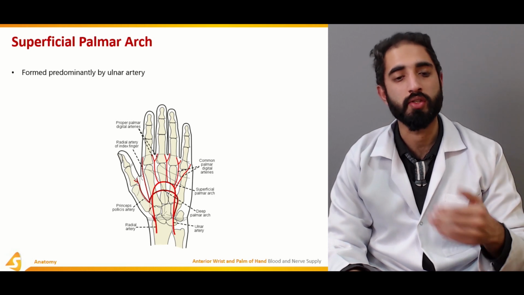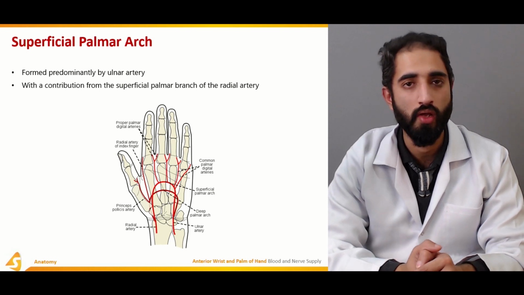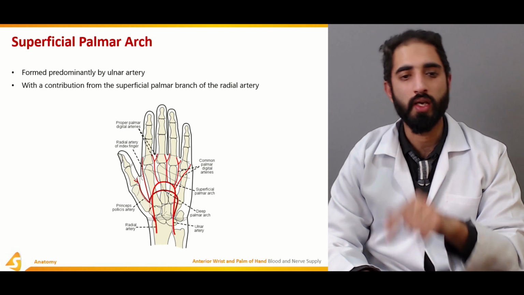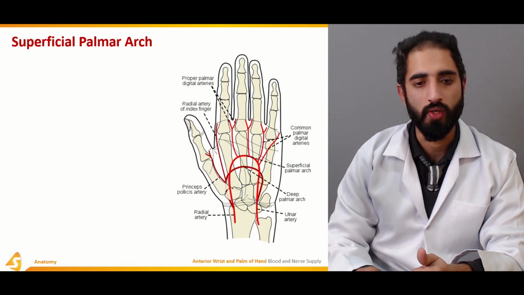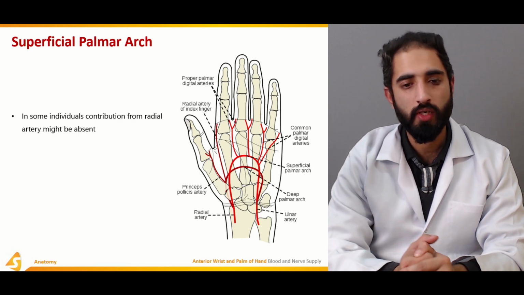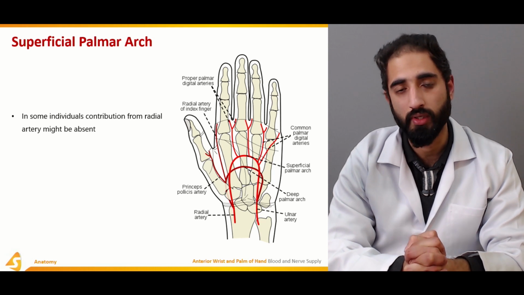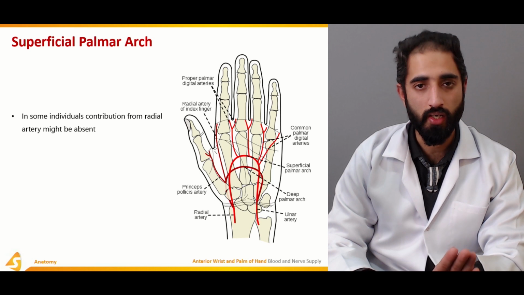So the superficial palmar arch is actually majorly formed by the ulnar artery, but it also receives a contribution from the superficial palmar branch of the radial artery. On the other hand, the deep palmar branch is majorly formed by the radial artery. In some individuals, the contribution from the radial artery might even be absent, and the major contribution is, as already mentioned, by the ulnar artery.